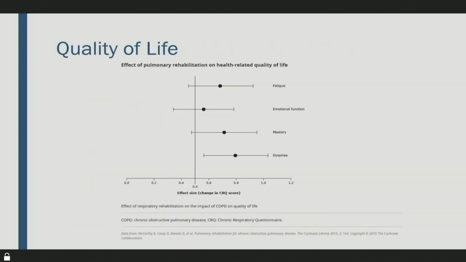So coming to quality of life, any medical intervention now is kind of also being judged by how the patient feels after the intervention. So studies have looked at that, and in a meta-analysis of 65 randomized controlled trials, it shows there's a minimal clinical difference in all 4 domains, which are fatigue, emotional function, mastery, and the feeling of dyspnea. And then there is a statistically significant improvement in the domains of the St. George's Respiratory Questionnaire.